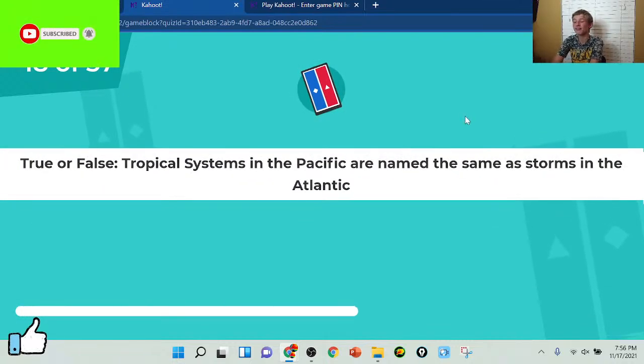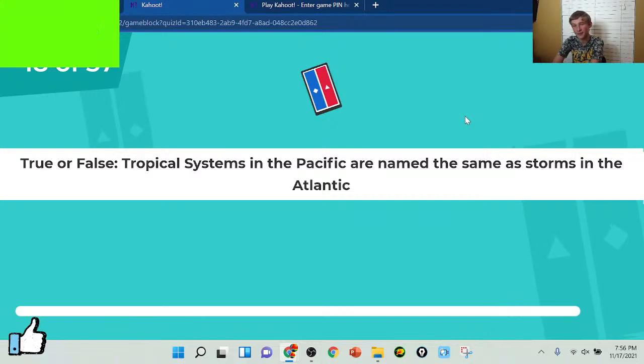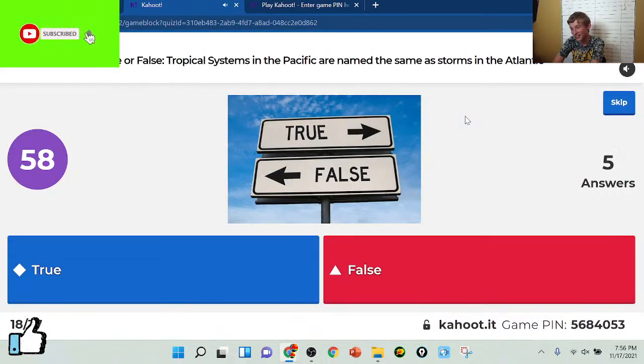True or false? Tropical systems in the Pacific are named the same as storms in the Atlantic. True or false?